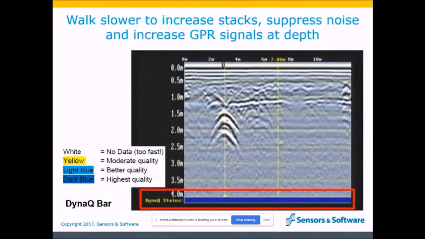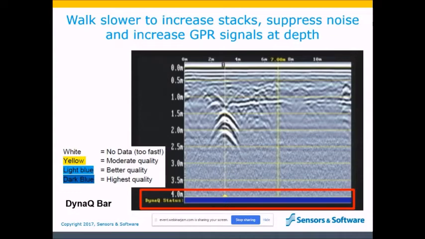So to get the most out of your GPR utility data, consider stacking more. Sensors and software systems make that easy. All you have to do is walk slower. That gives the GPR system the time it needs to stack the data more and increase the depth of penetration.